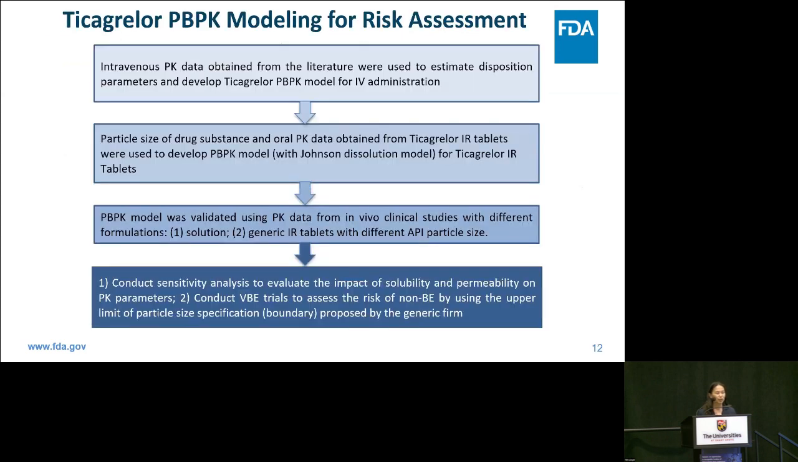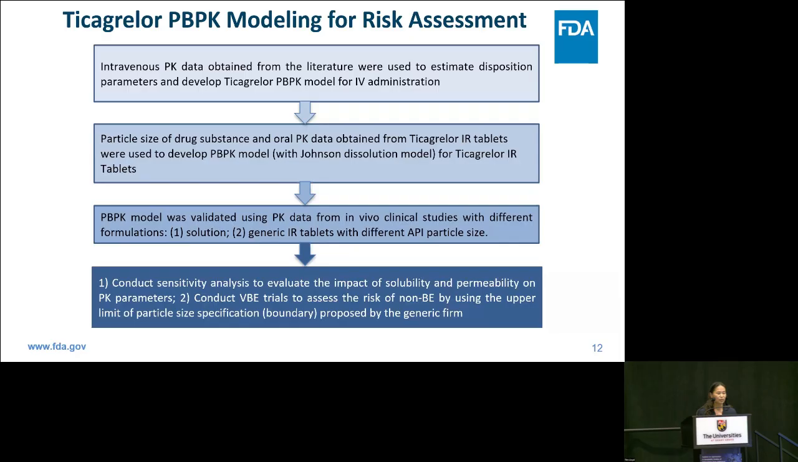So similarly, we built the ticagrelor PBPK modeling and used the IV PK data obtained from the literature to estimate disposition parameters, and we developed the PBPK model for IV administration of ticagrelor. And then we input the particle size of the drug substance and the solubility, and used the Johnson dissolution model to inform the dissolution. And we developed the oral PBPK model using these data.